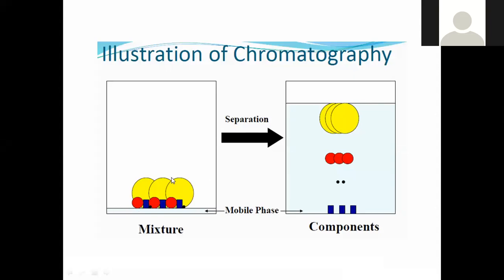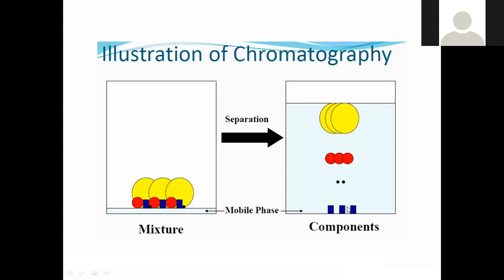So suppose there are three compounds in a mixture. One is yellow, another one is red and blue. So when this mixture containing three compounds is loaded over the column, the column will be gas, liquid or solid. So these are separated on the basis of their different properties like speed, mobility, partition coefficient, adsorption and solubility, etc.